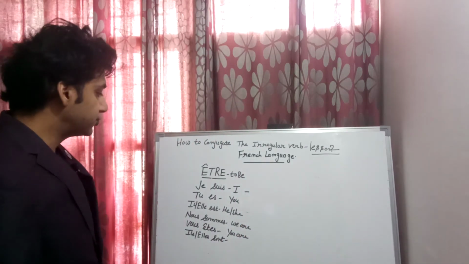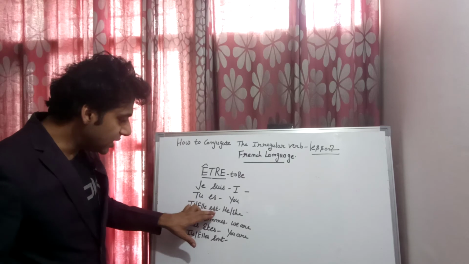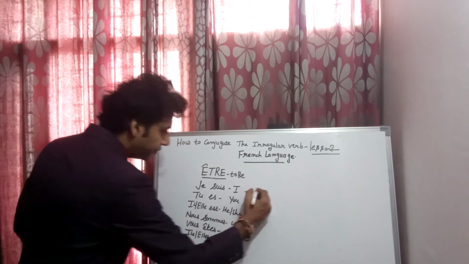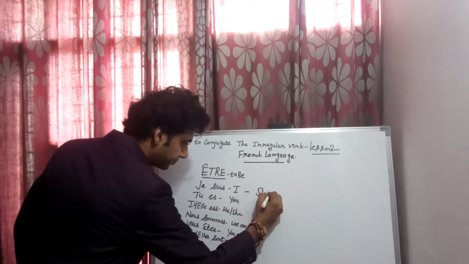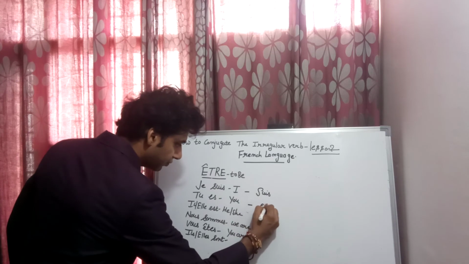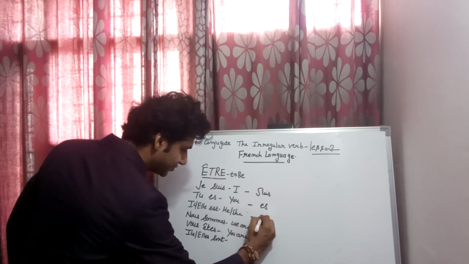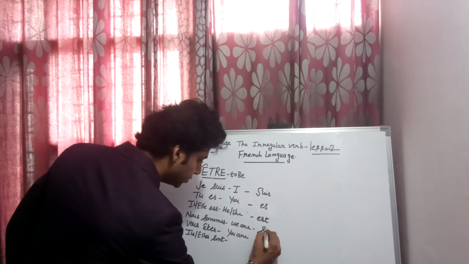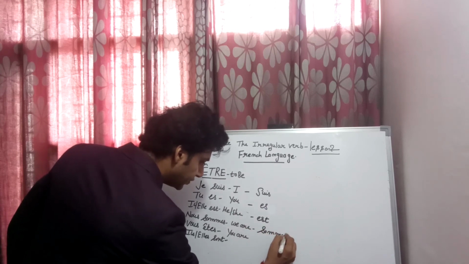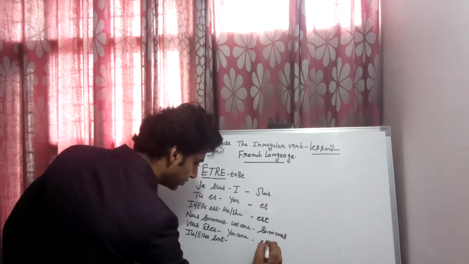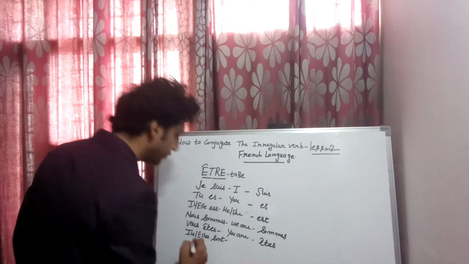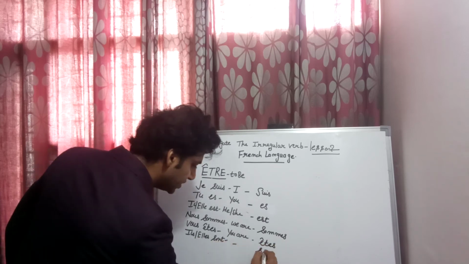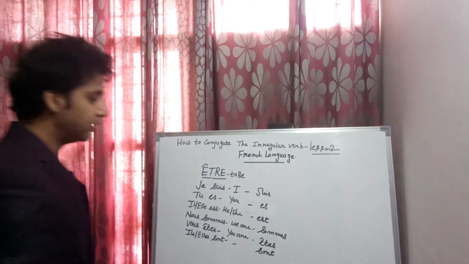Tu es is to you are. Il, elle. See, we have different endings. We have suis, I am. We have es with you are. We have est with he is, she is. We have nous sommes, we are. Vous êtes, you are, formal. And ils, elles sont, they are.